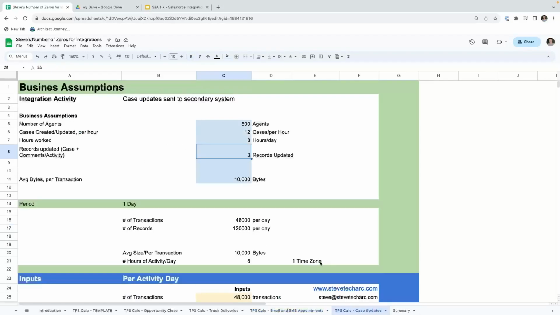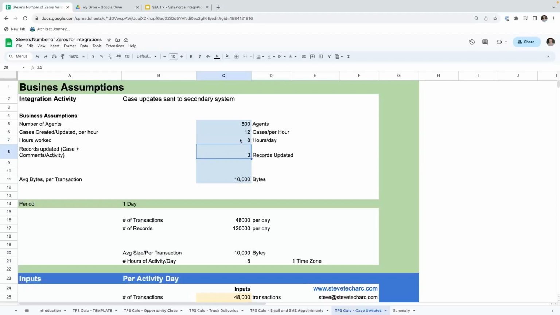Now let's look at another assumption where here we're looking at cases sent. We have agents working cases, 500 agents, and they're taking about 5 minutes a case. So every 5 minutes they take a phone call, they have activity, and then they move to the next activity. So 12 is 12 5-minute slots in an hour. We're assuming that they have an 8-hour shift. We're forgetting about lunch. And we're going to say there's a total of 3 records updated.